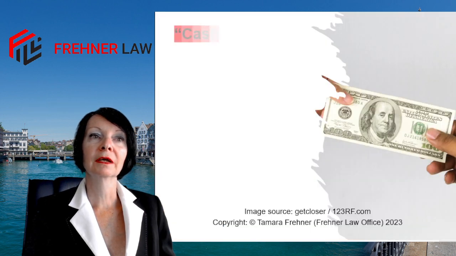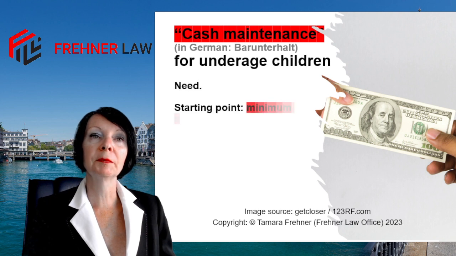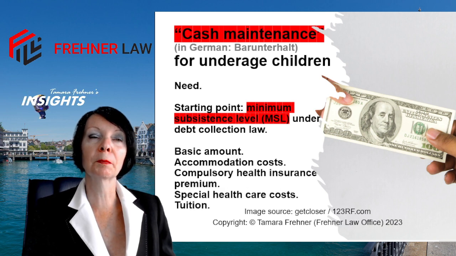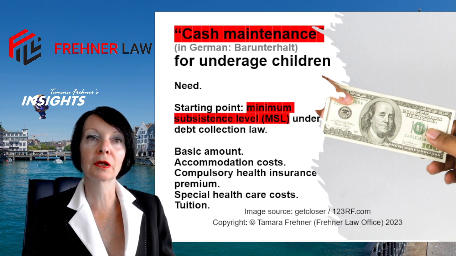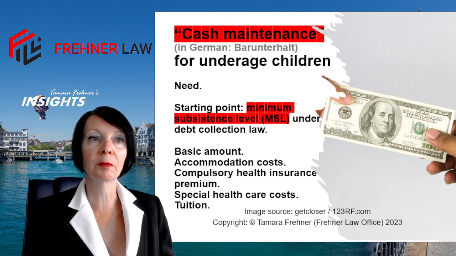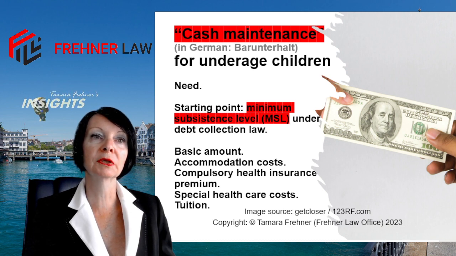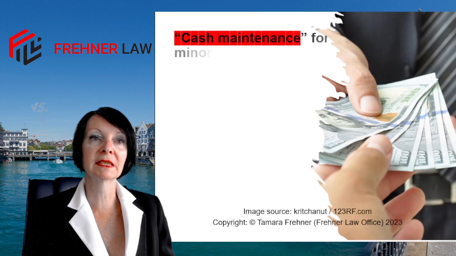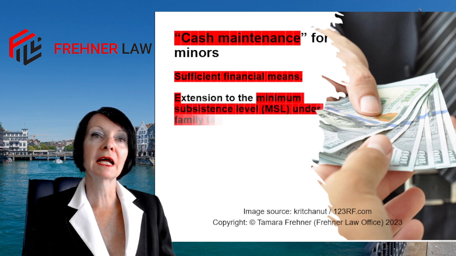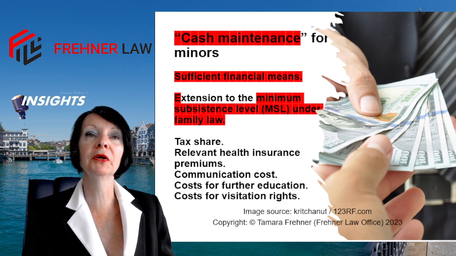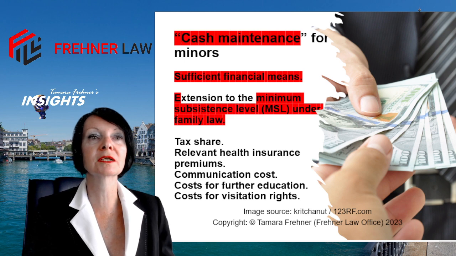The cost of living is determined as follows, whereby the minimum subsistence level on the debt collection law is to be taken as a basis. We start with the basic amount and add for each child its share of the housing costs to be deducted from the housing cost of the custodian. We also add costs for someone else looking after the minor and health insurance premiums, tuition, special healthcare costs. If there are sufficient financial means, the child's need may include a tax share, possibly another housing cost share, furthermore relevant health insurance premiums, communication costs, further education costs, as well as costs for visitation right.